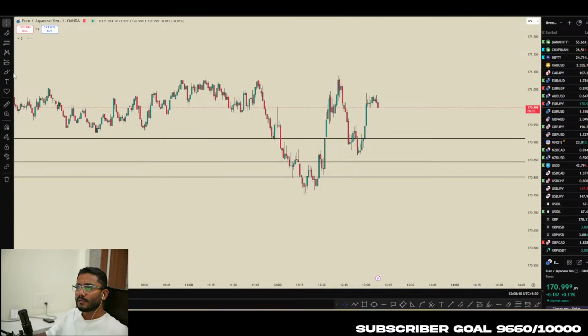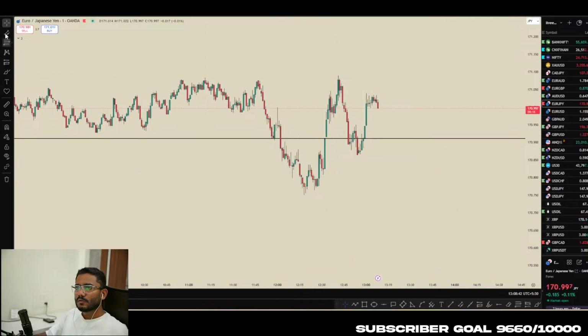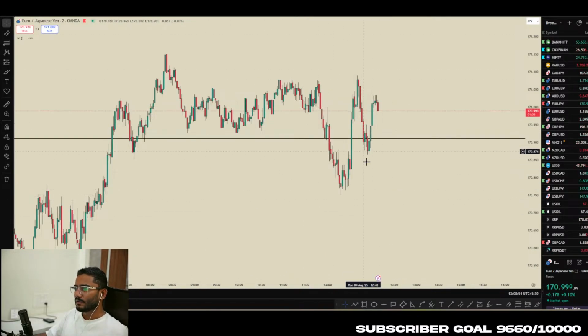Now, let me remove this. Again, we have this imbalance which is fulfilled by this order block, and price has already tapped this area. So I'm waiting for price to create a new liquidity sweep, like inducement. Then we can look for a new setup.